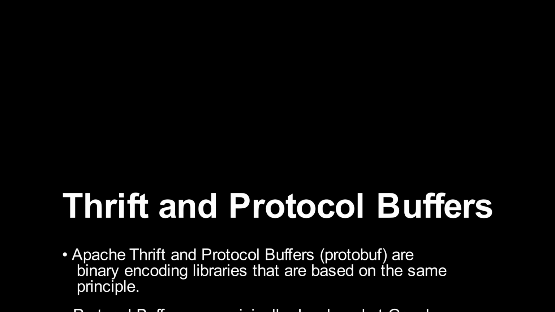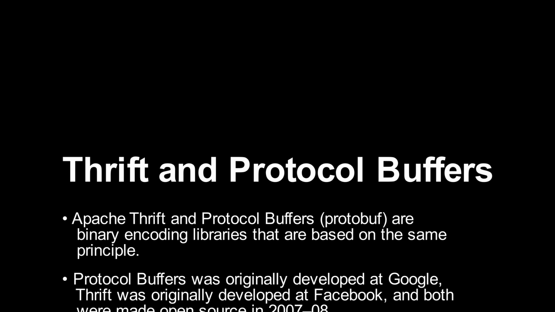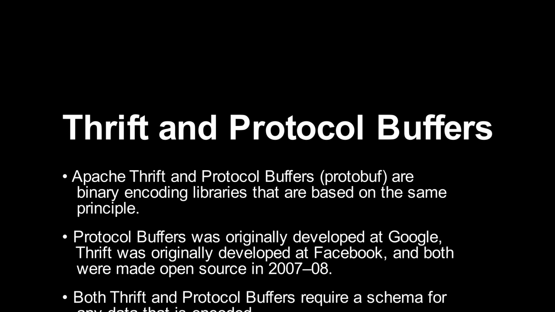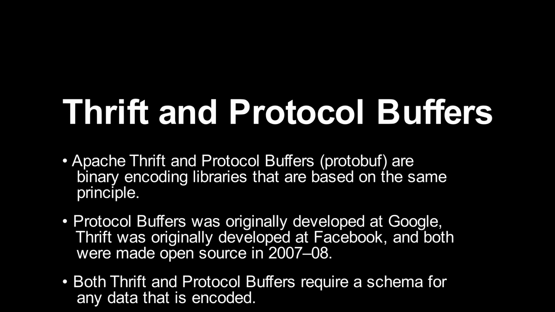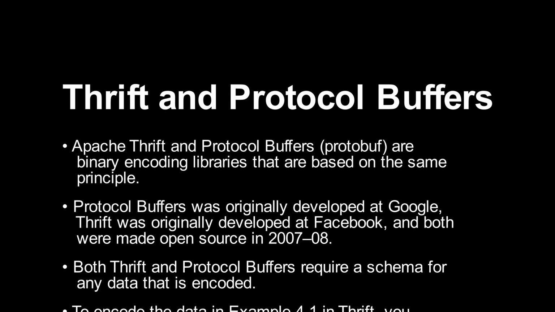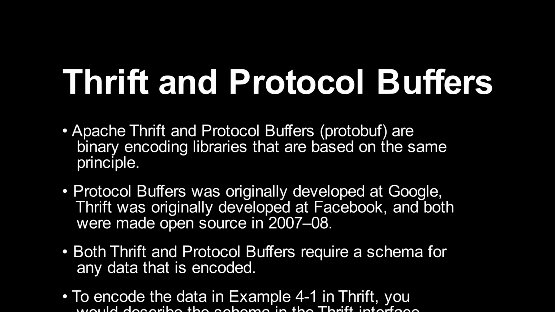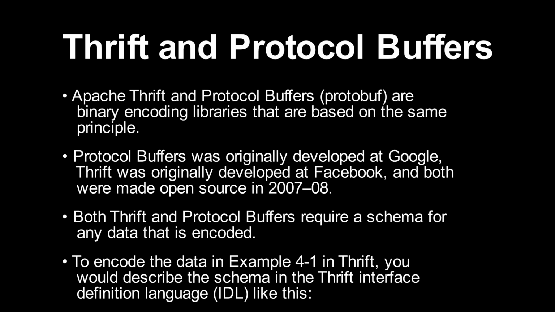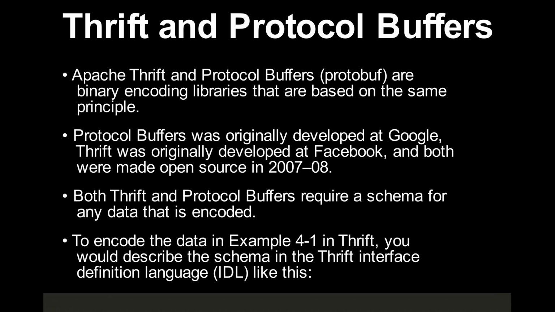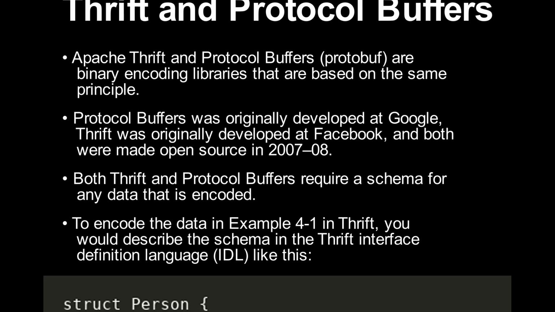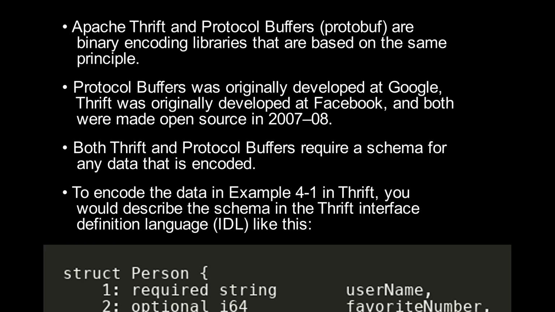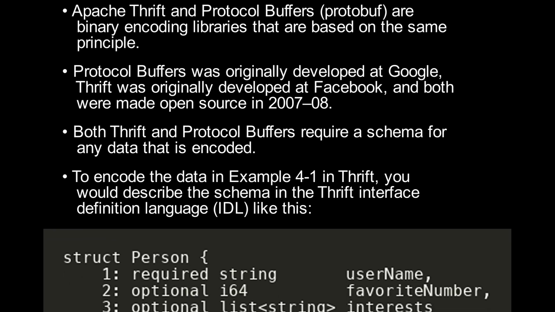Thrift and Protocol Buffers. Apache Thrift and Protocol Buffers (Protobuf) are binary encoding libraries that are based on the same principle. Protocol Buffers was originally developed at Google, Thrift was originally developed at Facebook, and both were made open source in 2007-08. Both Thrift and Protocol Buffers require a schema for any data that is encoded. To encode the data in Example 4-1 in Thrift, you would describe the schema in the Thrift interface definition language (IDL) like this.